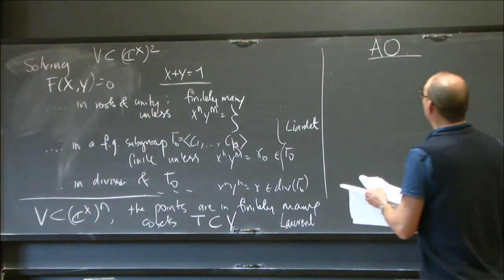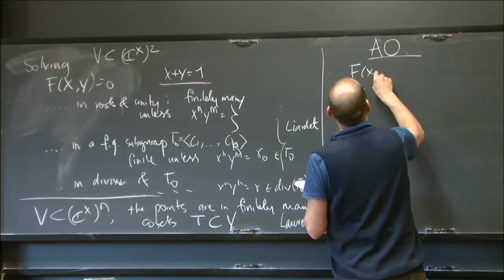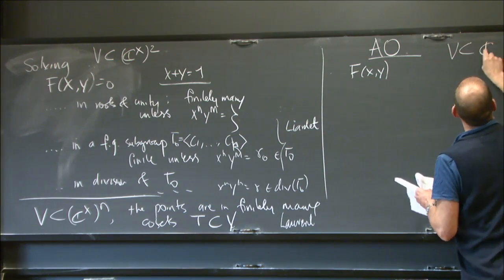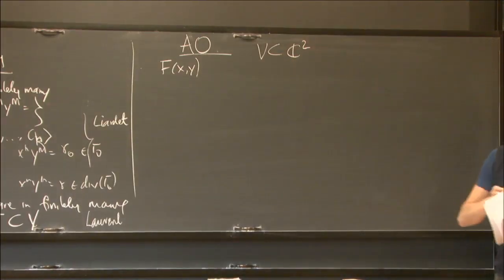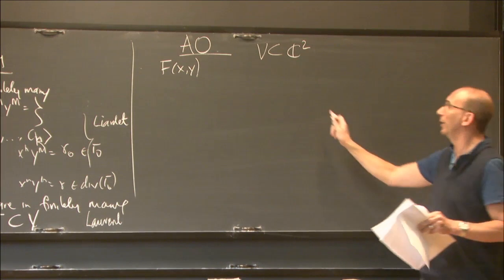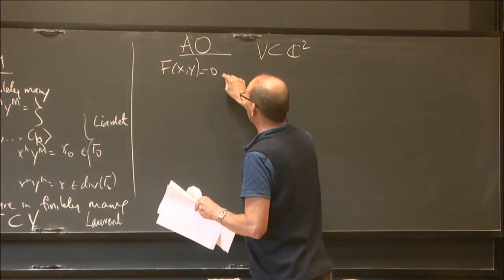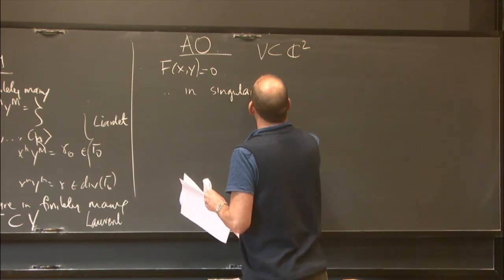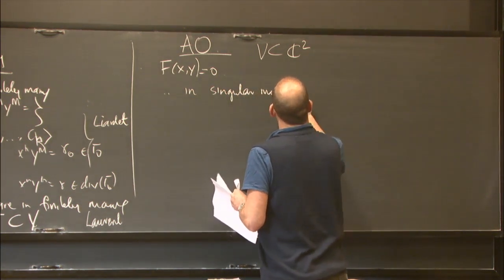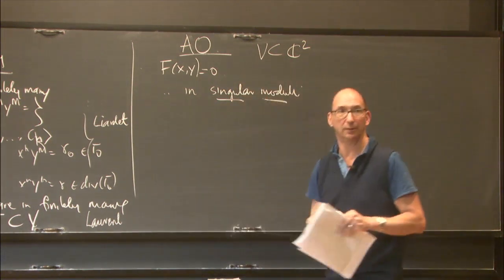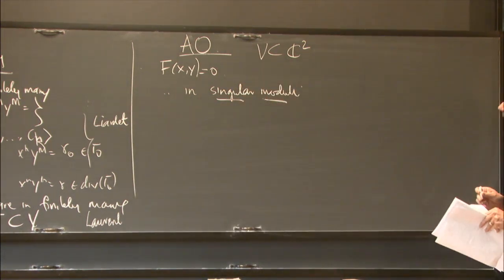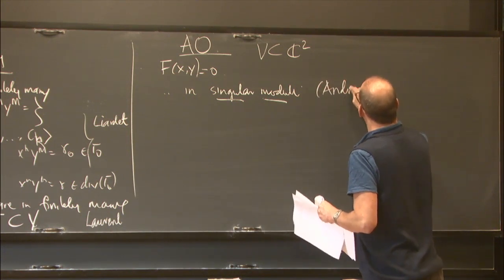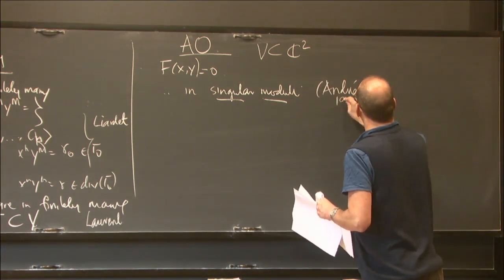So there the analogy is that you're now solving f(x,y). In the simplest case, if we're thinking of V in C squared considered as a product of modular curves, we're taking a curve, f(x,y) equals 0, and we're trying to solve it in singular moduli. So these are the analogs of the torsion points, the special points. So this is André's theorem from, I think, 1998.